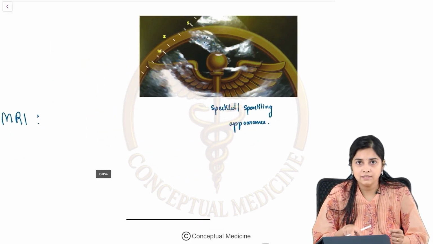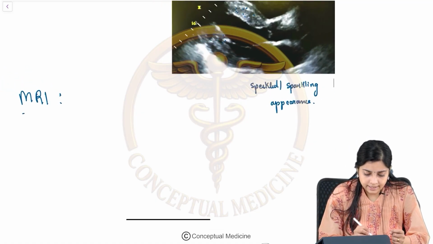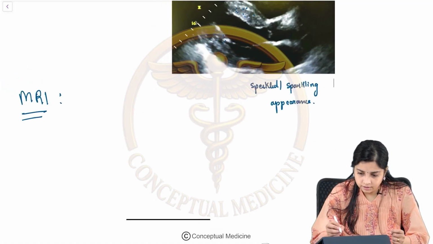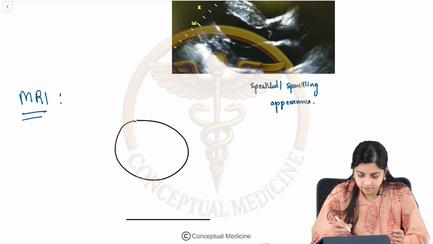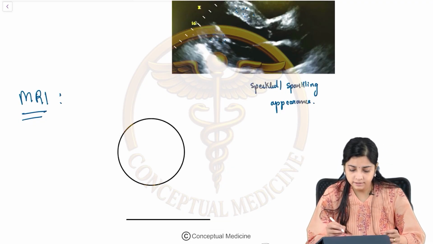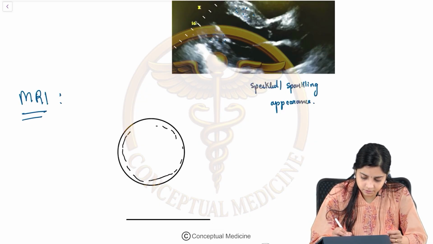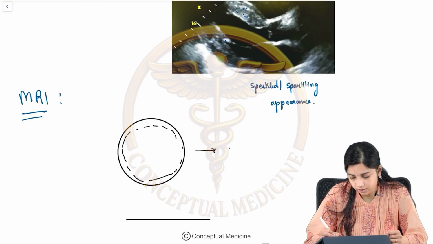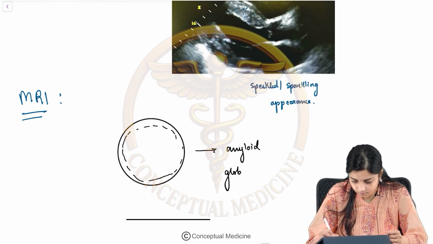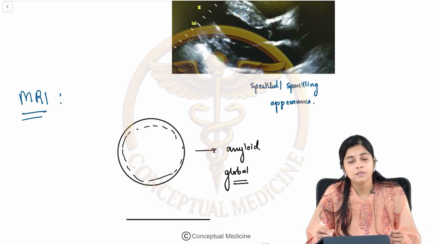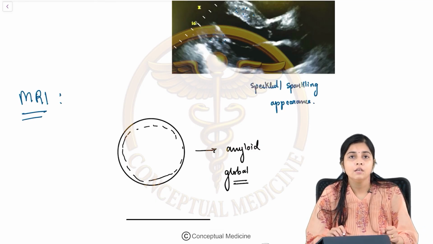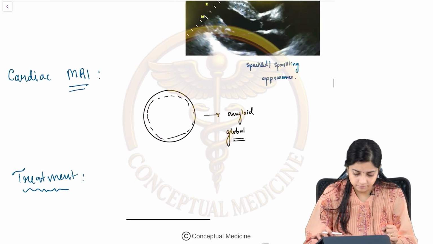Now let us look at the cardiac MRI findings. Cardiac MRI, we have already learned that there can be a global involvement. So a global involvement of the myocardium is seen in amyloid.